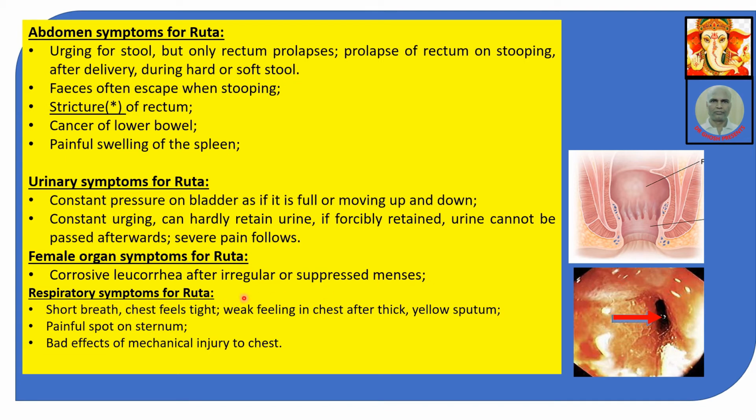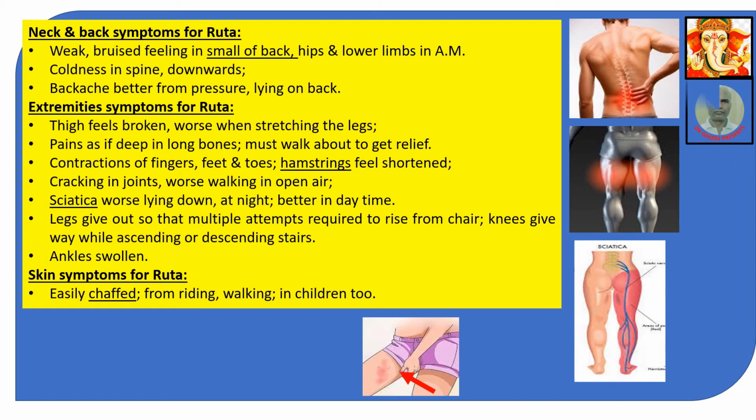Respiratory symptoms of Ruta. Short breath, chest feels tight, weak feeling in chest after thick yellow sputum, painful spot on sternum, bad effects of mechanical injury to chest. Neck and back symptoms of Ruta. Weak bruised feeling in small of back. Small of back is this portion. Lumbar region is called small of back or simply back area.